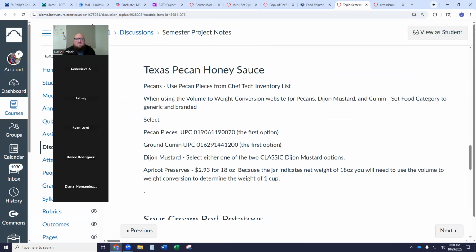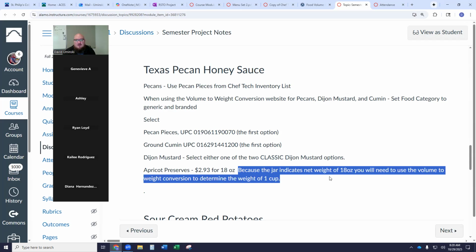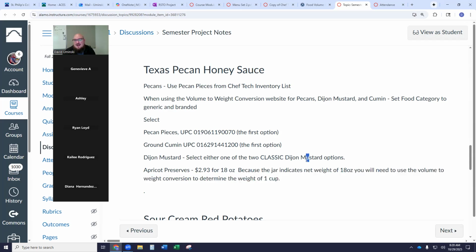Okay. So this note here about the net weight of 18 ounces is in reference to helping you realize that you need to use the volume to weight conversion. Some students in the past have thought that apricot preserves were going to be like a liquid ingredient. So they were trying to convert 1 cup to 8 ounces. Because it says net weight of 18 ounces, that's why we have to convert 1 cup into weight using the website. Does that make sense?